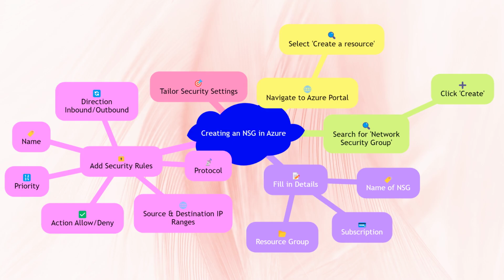To create an NSG in Azure, navigate to the Azure portal and select Create a Resource. Search for Network Security Group and click Create. Fill in the necessary details, such as the subscription, resource group, and name of the NSG. Once created, you can start adding security rules to define the traffic flow. Each rule requires a name, priority, source and destination IP ranges, protocol, direction, inbound or outbound, and action, allow or deny. This process allows you to tailor the security settings to your specific needs.